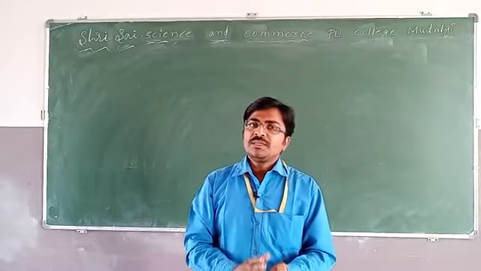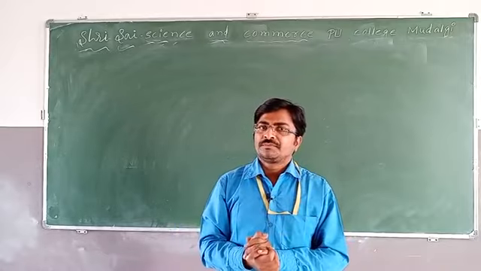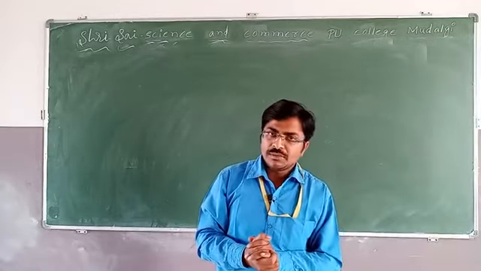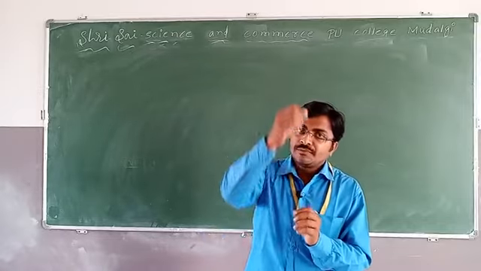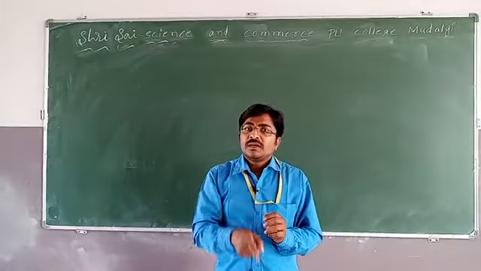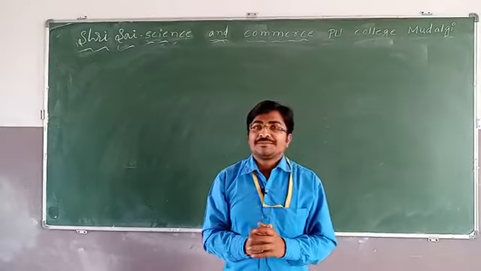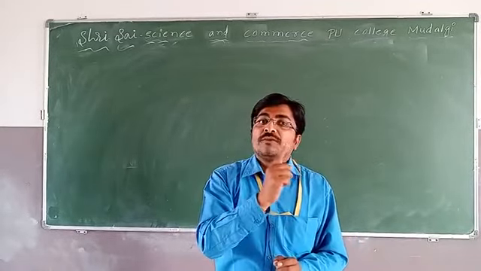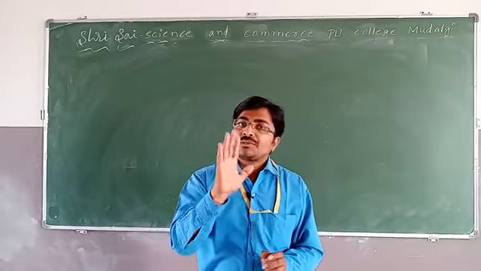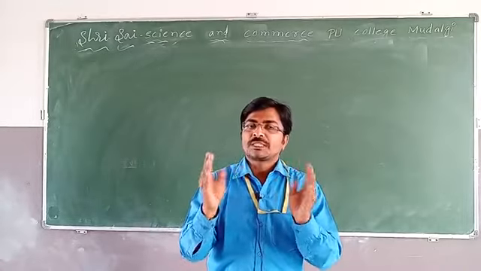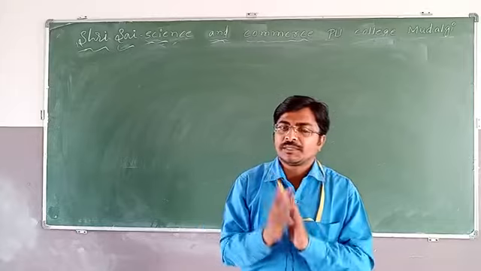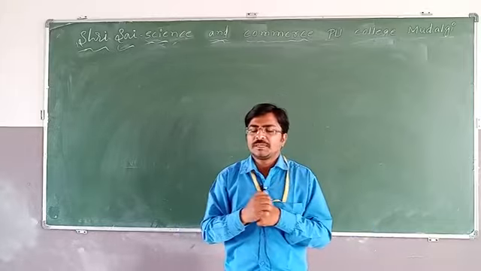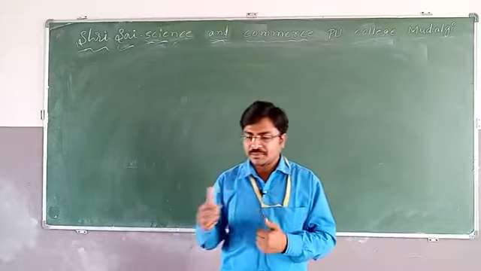If charges are moving, there must be a magnetic field. That's why we will find a magnetic field around a current carrying wire. The first time this was observed was by Oersted. He made a small experiment that is called the Oersted experiment. Already I explained this in the first class of this chapter.